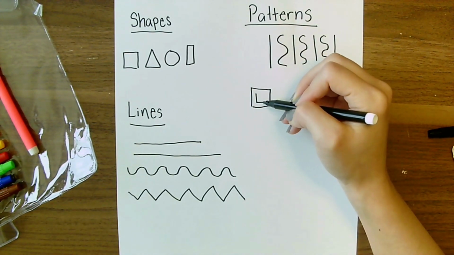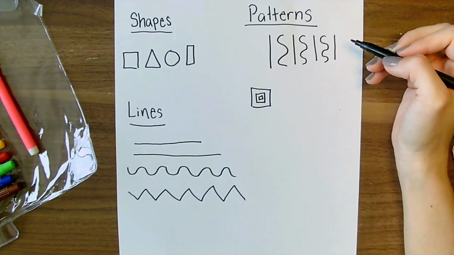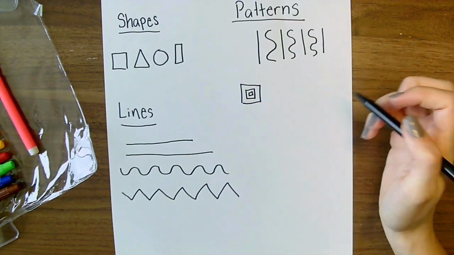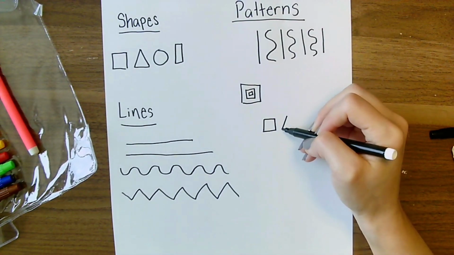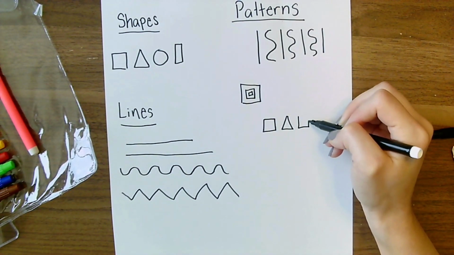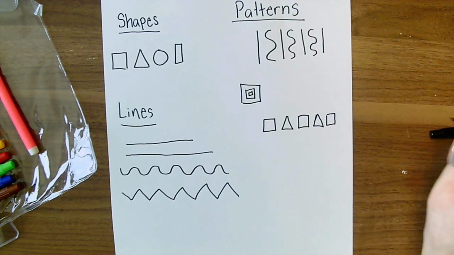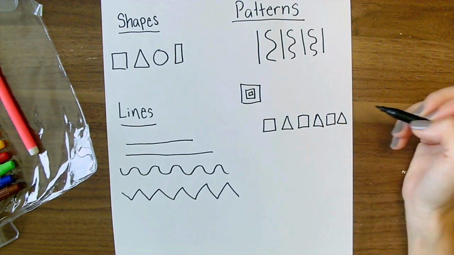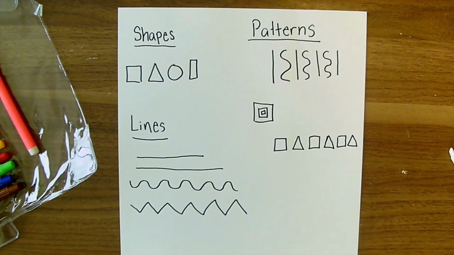Now, patterns can also occur inside of one another as well. So, for example, doing a square with another square inside of it, with another square inside of that. And lastly, you can also just do patterns based on shapes as well. So, for example, I have my square, triangle, square, triangle, square, triangle, just repeating over and over again.